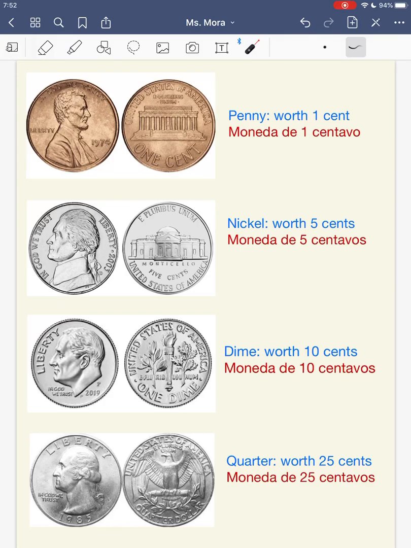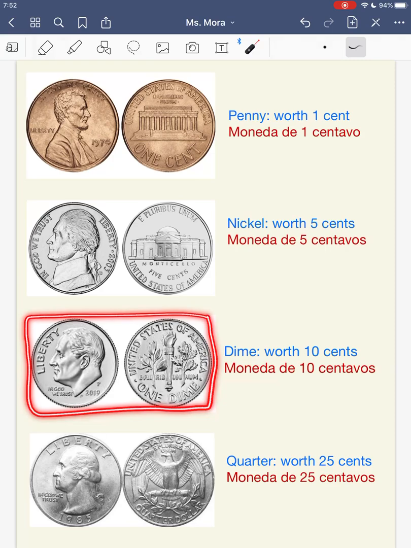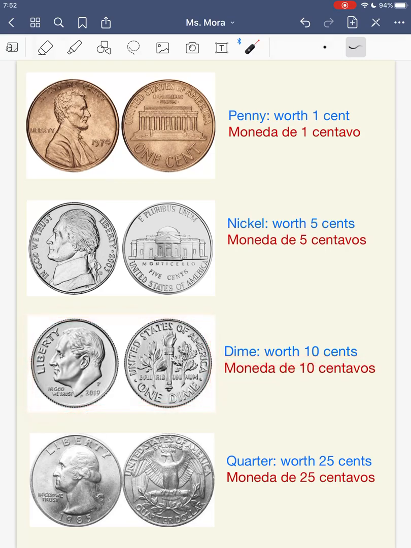Okay. This is a dime, and a dime is worth 10 cents. Alrighty, the tricky part is if you have these coins in real life in front of you, is that nickels are usually a little bigger than a dime. Okay, but nickels are worth 5 cents and dimes are worth 10 cents. So that's the tricky part. And this is the front of our dime and the back of our dime. And it tells you right here that it's a dime.